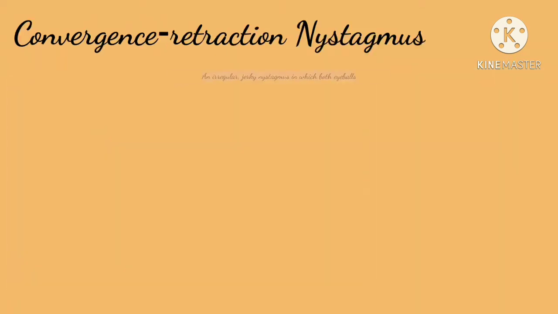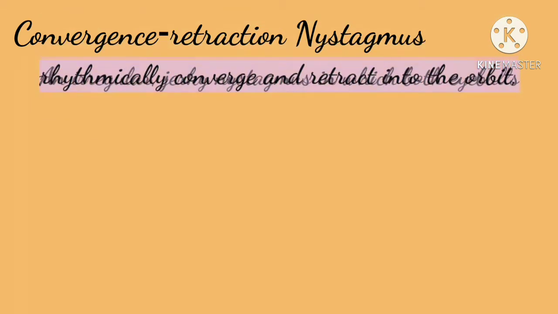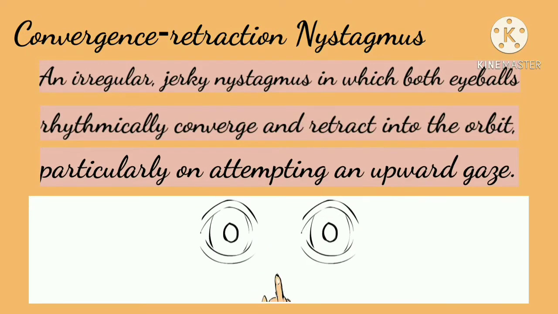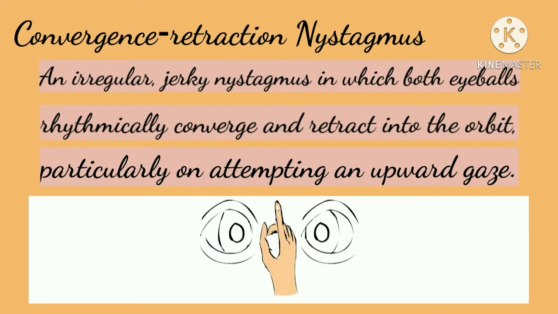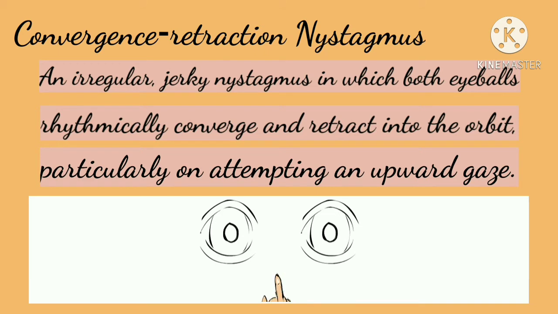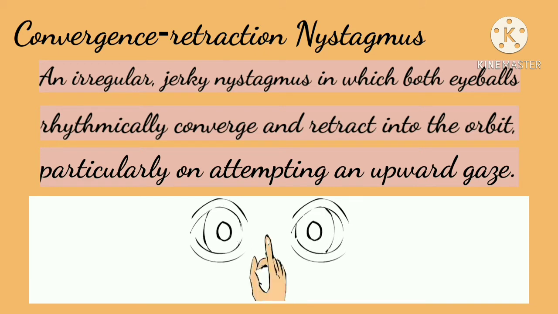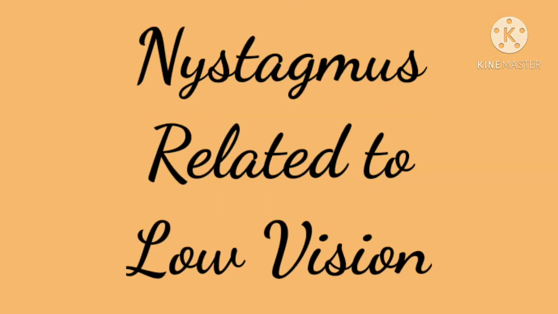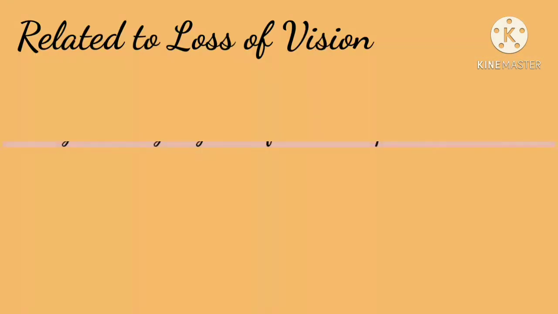Convergence retraction nystagmus is an irregular, jerky nystagmus in which both eyeballs rhythmically converge and retract into the orbit, particularly on attempting an upward gaze. Nystagmus related to low vision.